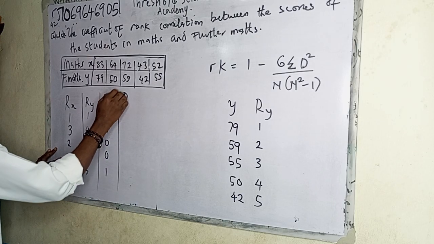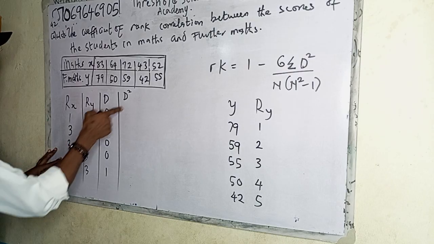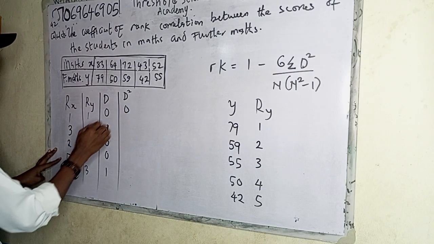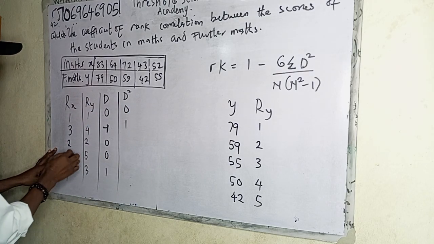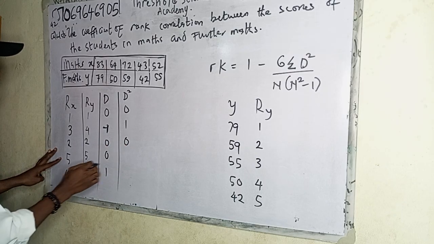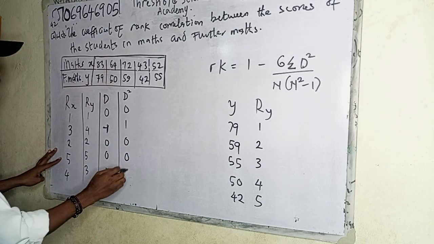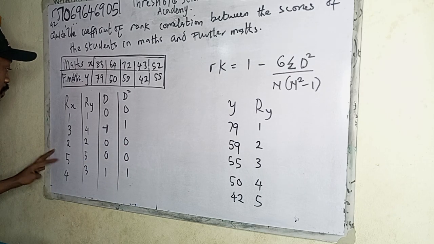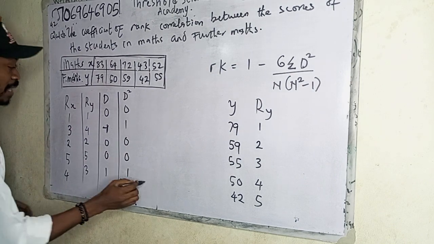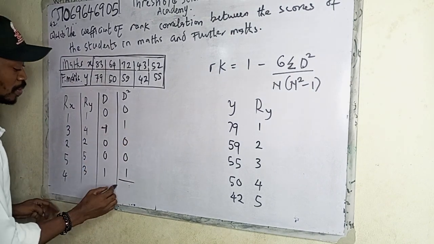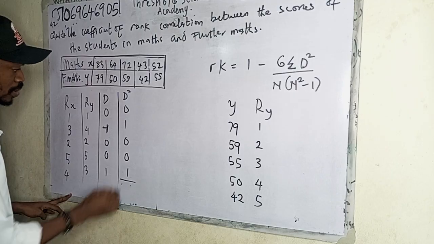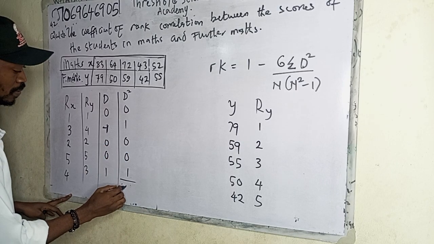Okay. And then I need my D squared. That means I'm going to be squaring my D. 0 squared is 0. Negative 1 squared is 1. 0 squared is 0. 0 squared is 0. And 1 squared is 1. Okay. So my summation of D squared, the addition of D squared, is going to be 2.